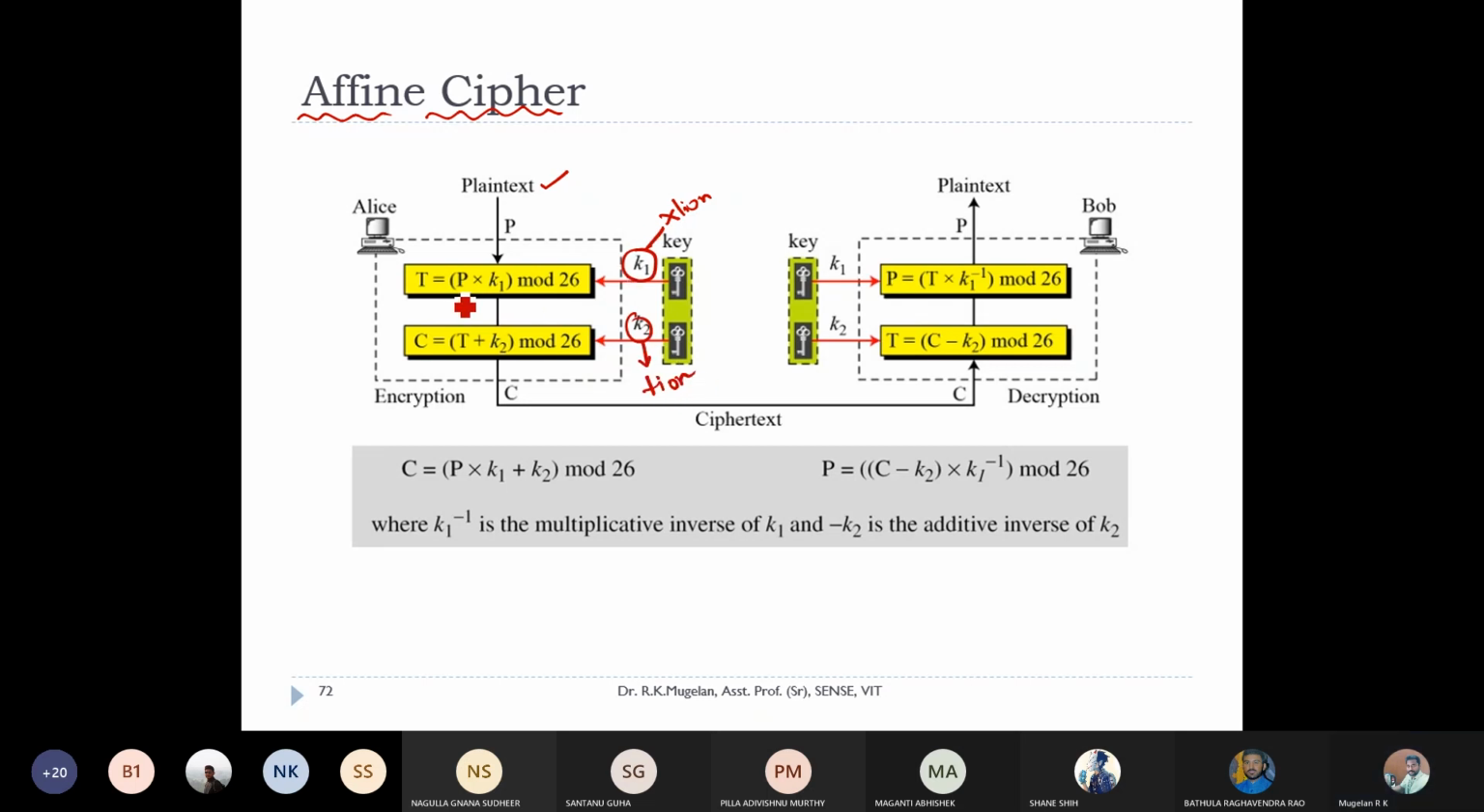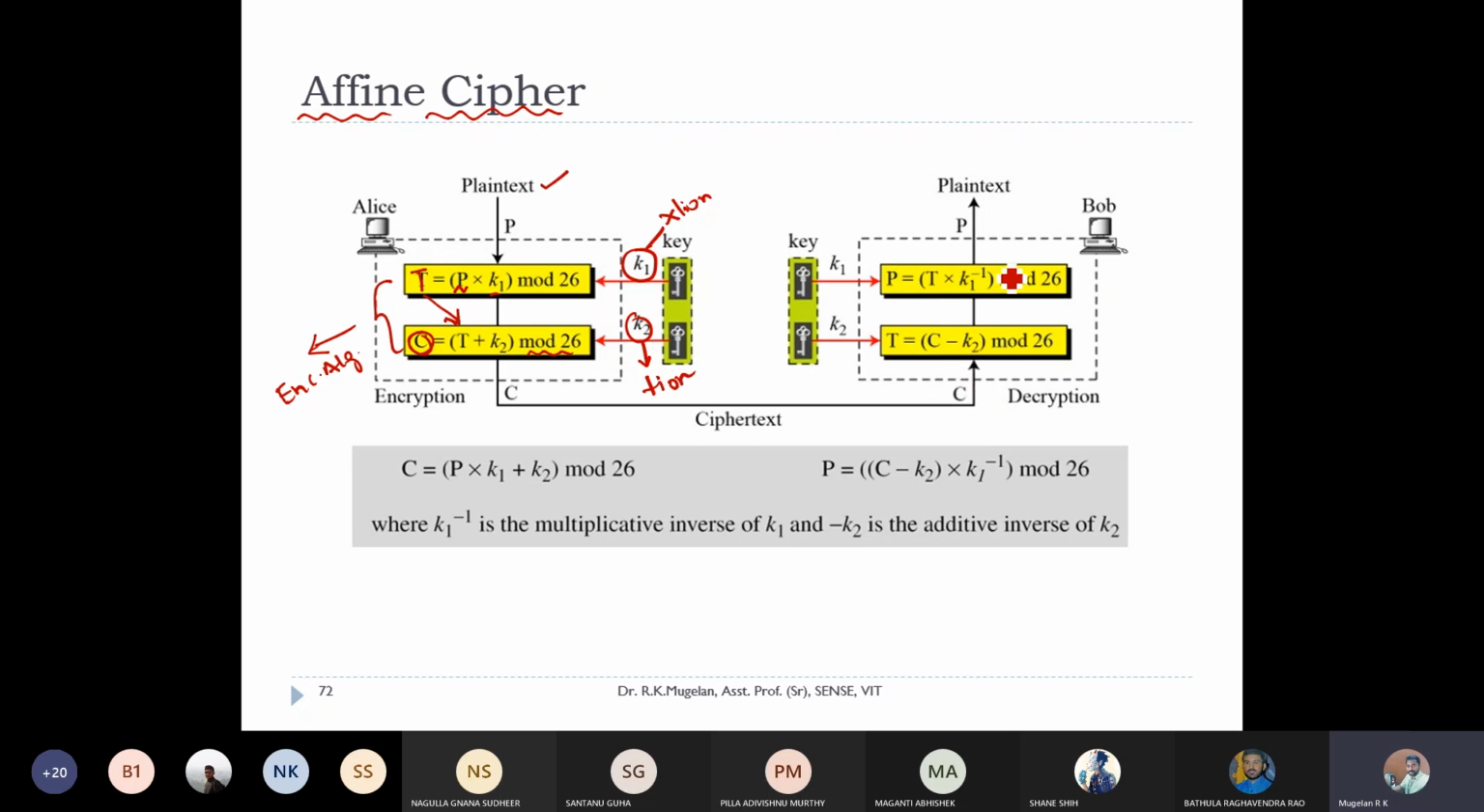So here I am creating a temporary text T using the plain text value P and K1. The entire thing undergoes a modulo operation of 26. Next I am taking this T and performing an additive cipher. Simply I am adding the key K2, then performing modulo 26. Then the output is taken as the ciphertext. So this is a double encryption, or you can say a double mathematical process altogether acting as an encryption algorithm. And in the decryption part, you people have to listen carefully.